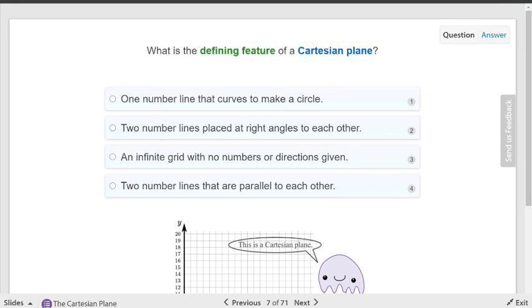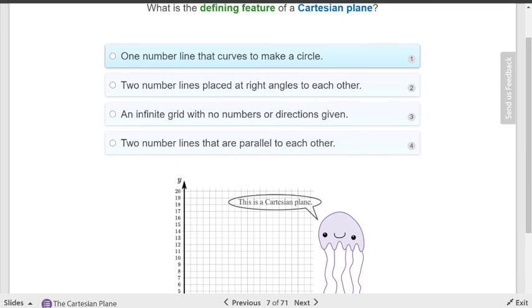So, the defining feature of a Cartesian plane. One number that curves to make a circle. Did we mention that anytime today? No. Two number lines placed at right angles to each other. Yes, because what does it mean when they're at right angles? That means they make a perfect corner. So 90 degrees. We've talked about 90-degree angles. So yes. An infinite grid with no numbers or directions given. No, they give numbers, right? Two numbers that are number lines that are parallel to each other. What does parallel mean, guys? Yeah, they never touch, right? They're all going in the same direction, the same distance apart. So what is it? First, second, or third? Number 2. Two number lines that are at right angles to each other.